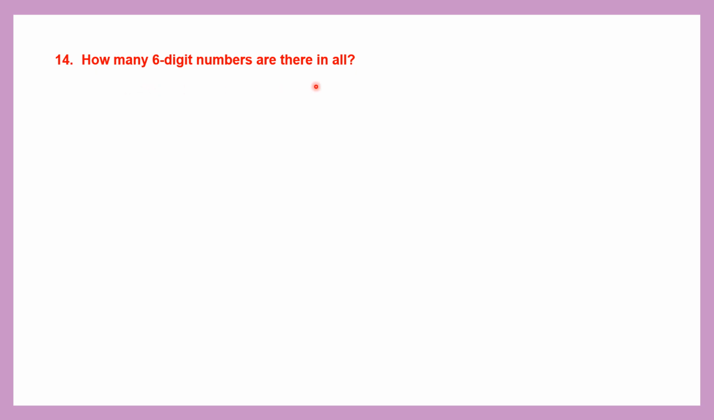How many 6-digit numbers are there in all? Totally, how many 6-digit numbers are there? To find it, there's an easy method. First, write down the largest 6-digit number. The largest 6-digit number will be all nines. There'll be 6 nines. Let's put down 6 nines, and then let's put commas to read this. So what is this number? 9,99,999. This is the largest 6-digit number.